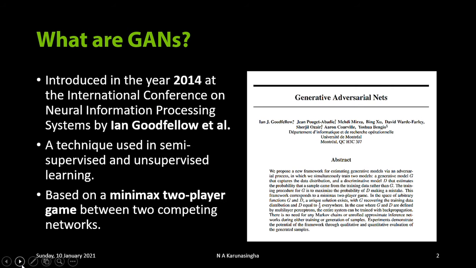So, to give a small introduction about GANs and their history. GANs are a fairly new concept. It was introduced in the year 2014 at the International Conference on Neural Information Processing Systems by a group led by Ian Goodfellow of the University of Montreal. It's basically a technique that's used in semi-supervised as well as unsupervised learning. And the basic concept of GANs is based in game theory, basically on a minimax two-player game between two competing networks. So I will next explain what this minimax two-player game is.